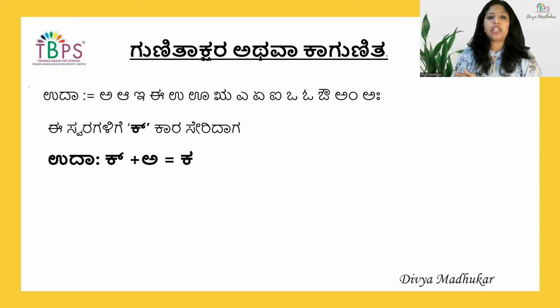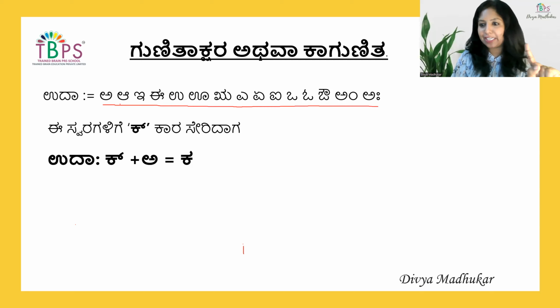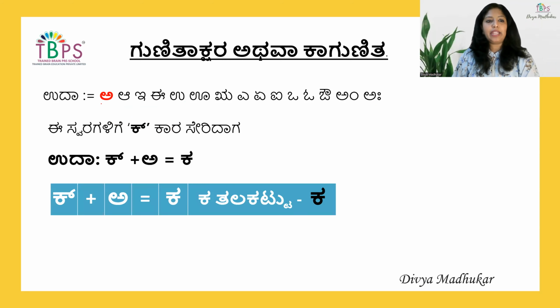Now children, we have learnt our vowels, our swaras. What are they? A, aa, i, ee, u, oo, ru, e, ai, o, au, am, aha. Now for all of them, we're going to take the first consonant. What is the first consonant in our Ka Varga? We have learnt Ka, kha, ga, gha, nga. So we're going to take the first vyanjana and add the swara to it. Let's see. I'm going to take the first swara, a.